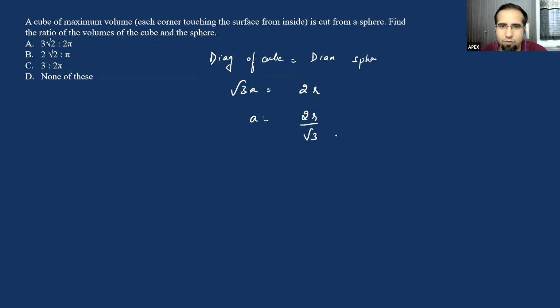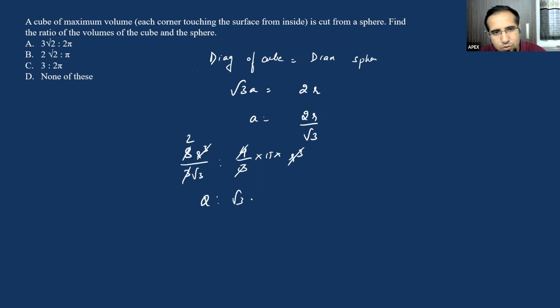Now the question asks me to find the ratio of the volumes. Now the ratio of the volumes: a cube will give you 8r cube by 3 root 3, and the volume of the sphere is 4 by 3 into pi into r cube. Right? So r cube gets cancelled, 3 gets cancelled, 4 ones are 4, 4 twos are 8, gets cancelled. Your answer becomes 2 is to root 3 pi. Clear? So I'm looking at 2 is to root 3 pi.